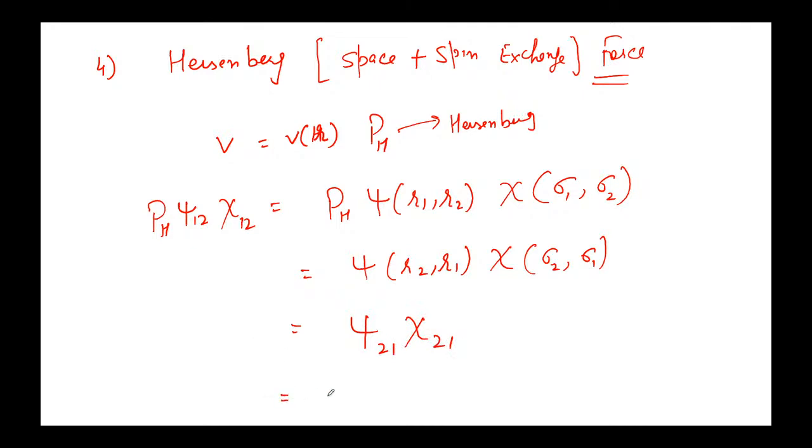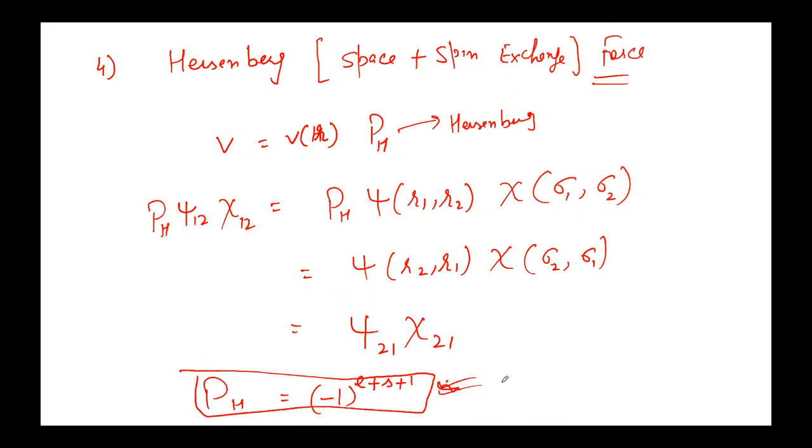Further, he represented that since it is dependent upon the space and spin of the nucleons, its total value is the sum of the orbital angular momentum plus the spin angular momentum. So he represented this operator P as minus 1 to the power L plus S plus 1. So this is the form of the Heisenberg operator.